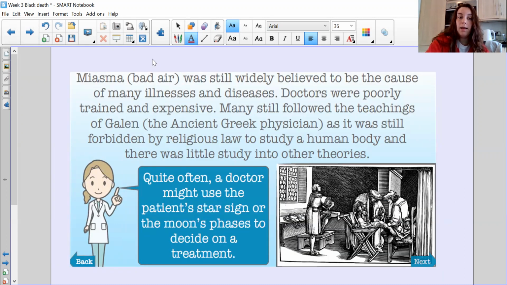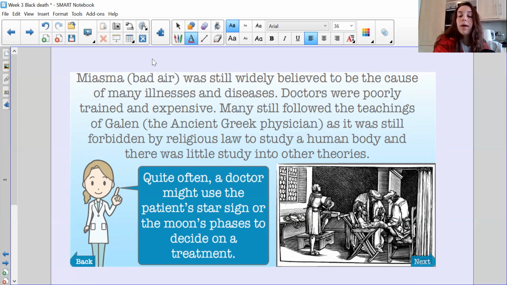Miasma, or bad air, was still widely believed to be the cause of many illnesses and diseases. Doctors were poorly trained and expensive. Many still followed the teachings of Galen, the ancient Greek physician, as it was still forbidden by religious law to study a human body, there was little study into other theories.